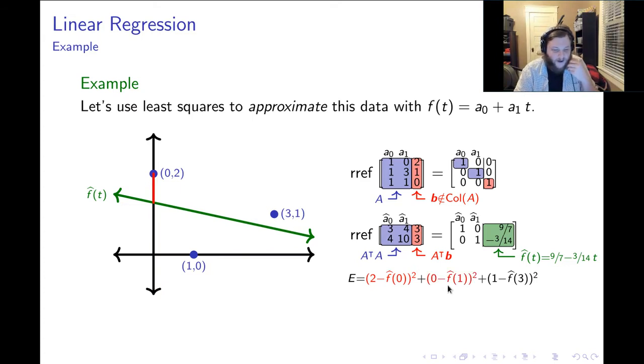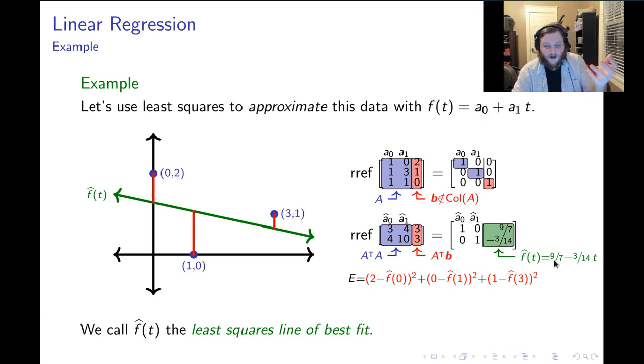Then we look at our next vertical distance, 0, which is our second y-coordinate, minus f of 1, where 1 is our second x-coordinate. We look at that distance and square it, and that is incorporated into the error. And then for the last term, we're looking at 1, which is the third y-coordinate, minus the line of best fit evaluated at 3, which is the third x-coordinate. We look at that vertical distance and square it, and that's incorporated into our error. So the error in this example can be visualized.